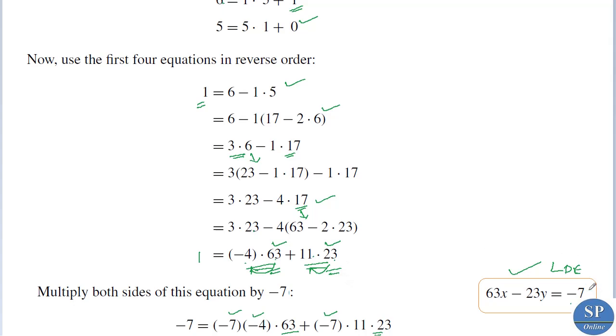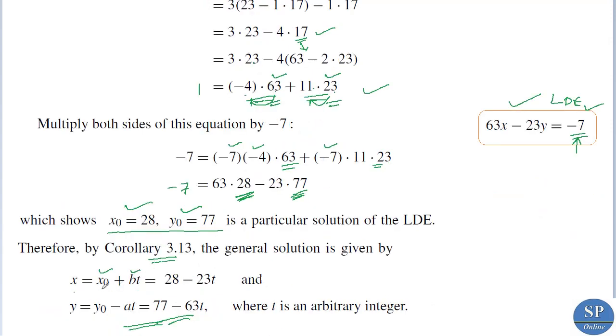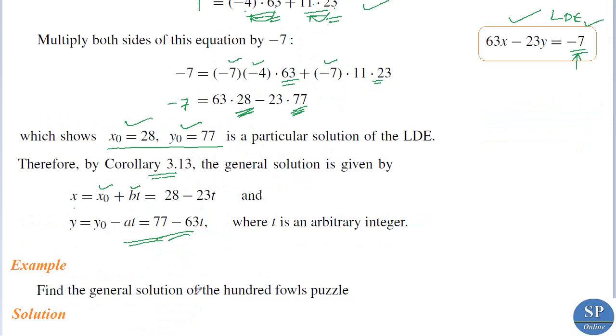Now our equation is this, so we have to multiply this equation with minus 7. So we obtain the particular solution. From the particular solution we get the general solution x naught plus bt, y naught minus at, because the GCD of a and b is equal to 1. Okay, that is the method here. Now we can discuss another example.